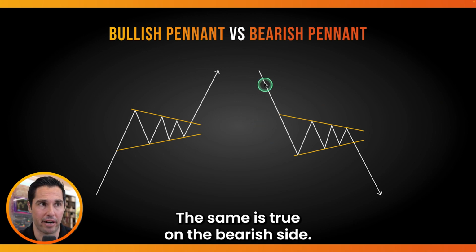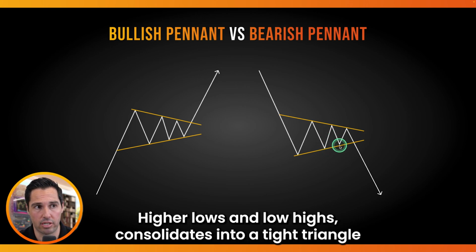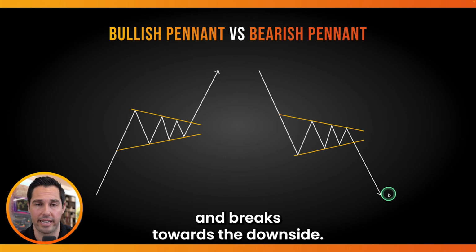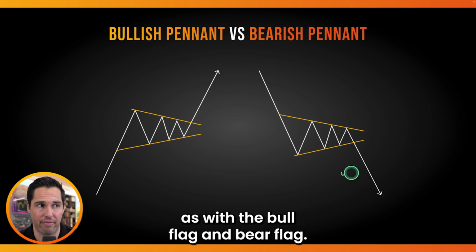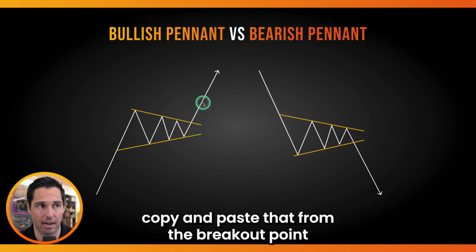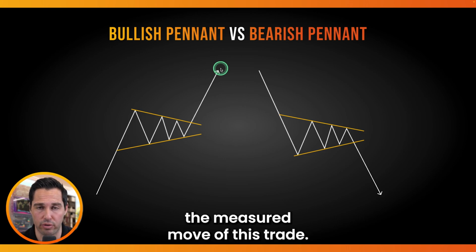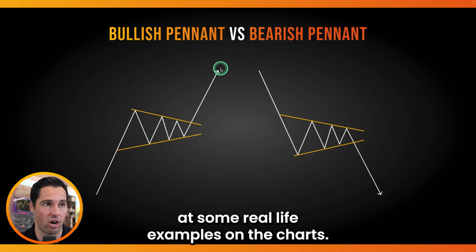The same is true on the bearish side. Price moves down, creates higher lows and lower highs. There you can see higher lows and lower highs, consolidates into a tight triangle and breaks towards the downside. The measured move works in exactly the same way as with the bull flag and bear flag. You simply take the pole, copy and paste that from the breakout point, and that will give you the measured move of this trade. So let's have a look at some real life examples on the charts.